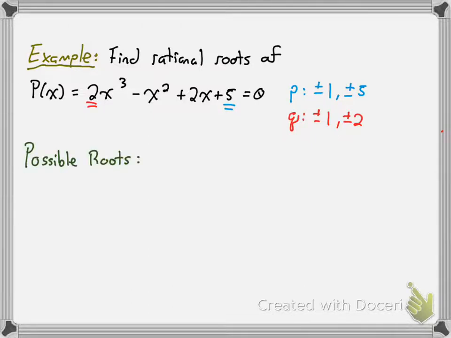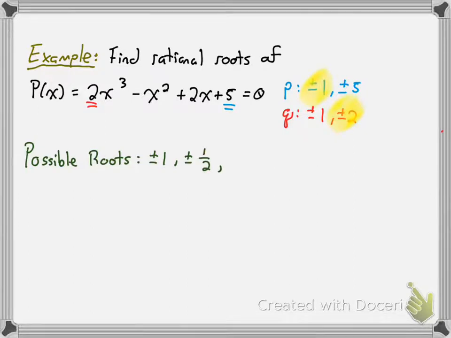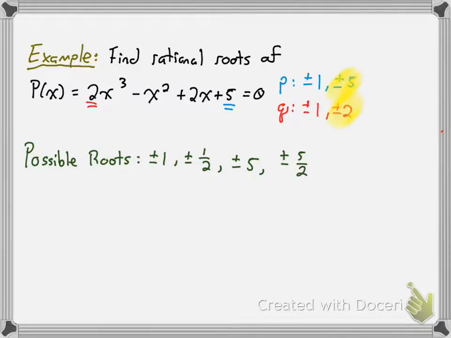So possible roots could be positive or negative 1 over 1, so I could have a root at negative 1 or positive 1. I could have a root at positive or negative 1 over 2, giving me possible roots at negative 1/2 or positive 1/2. I could have roots at positive or negative 5 over 1. And finally, I could also have roots at positive and negative 5 over 2. So here are all of my possible roots. If I have any rational roots, it's going to come from this pool of numbers.